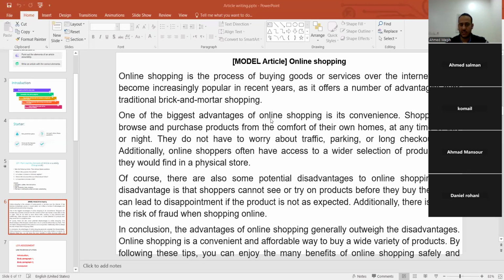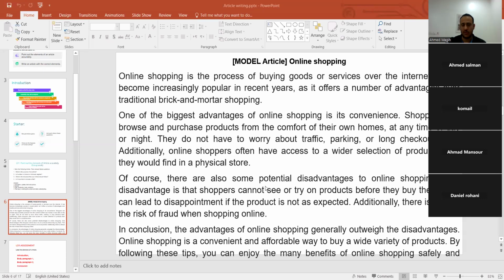One of the biggest advantages of online shopping is its convenience. So shoppers can browse and purchase products from the comfort of their own homes at any time of the day or night. They do not have to worry. Have you noticed that I didn't use short forms? I write complete forms. Like they do not. They do not have to worry about traffic, parking, or long checkout lines. Additionally, online shoppers often have access to a wider selection of products than they would find in a physical store.